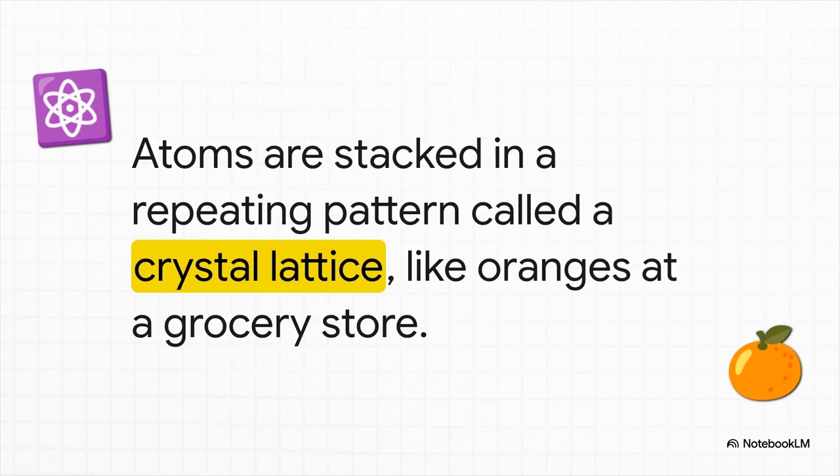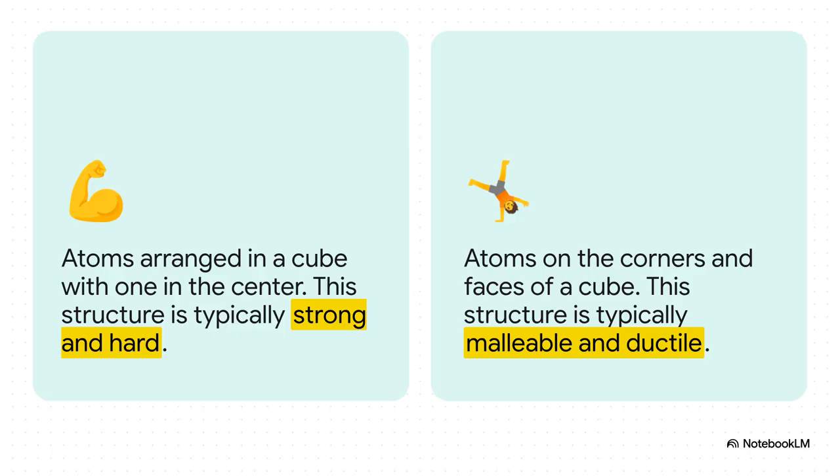That repeating pattern of atoms is what we call a crystal lattice, and the exact way they're stacked changes everything. Two of the most common patterns are called body-centered cubic, or BCC, and face-centered cubic, FCC. In a BCC structure, there's an extra atom wedged right in the middle of the cube. This makes everything tightly interlocked, and the result is a metal that's really strong and hard.